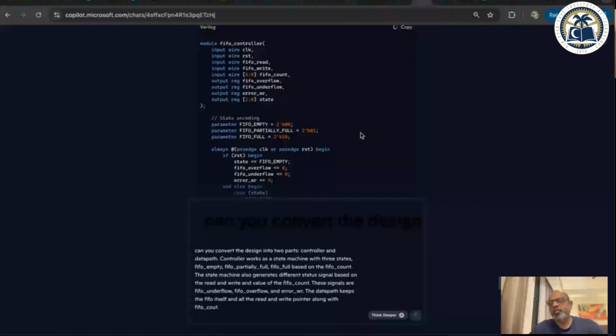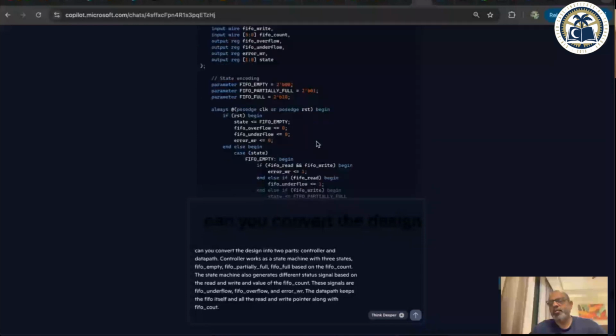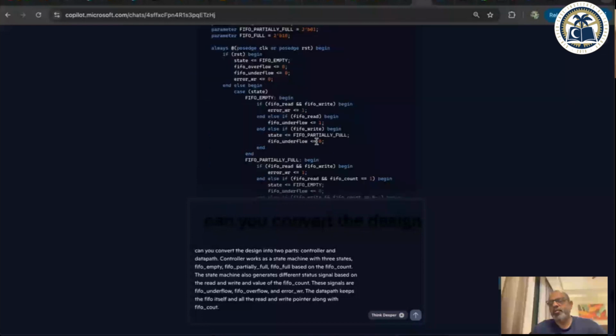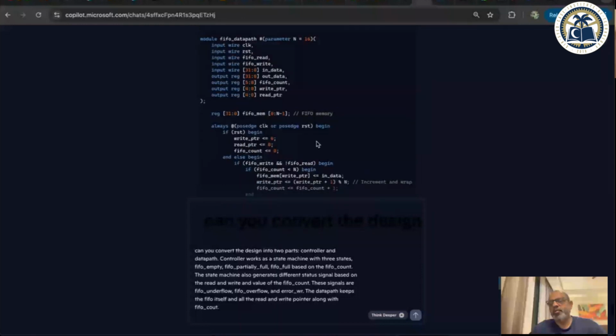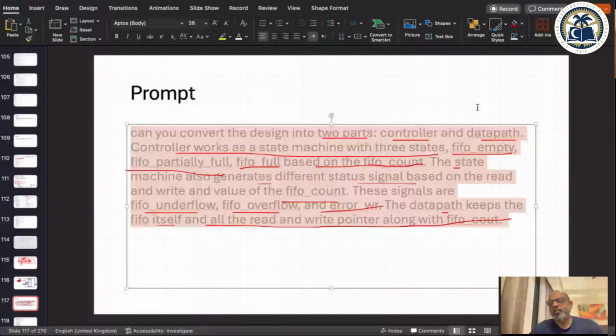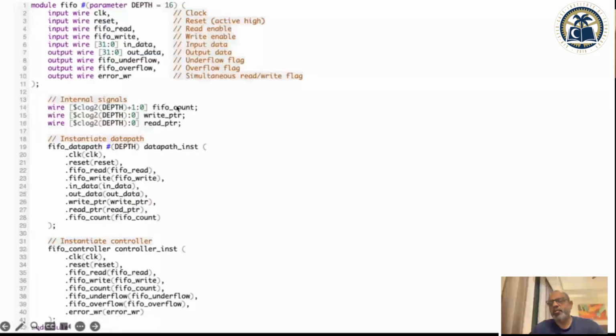Yeah, it has three states: FIFO empty, FIFO partially full, and FIFO full. And then this is the FIFO controller case, and then this is the FIFO data path. So this is where you have the controller and the data path. Pretty much it has done that, same as what I asked ChatGPT very nicely. I really got impressed.